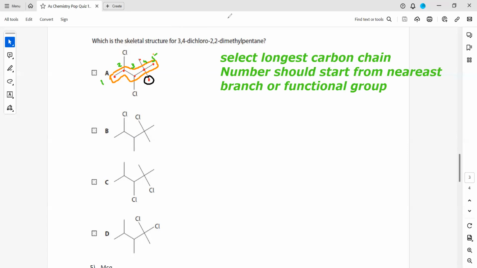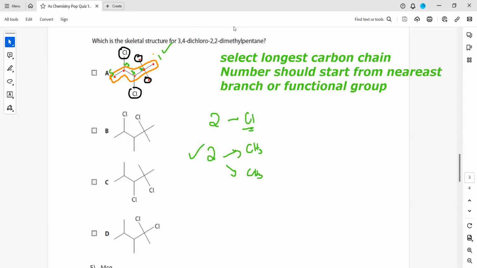But when we number from the right-hand side, if these are the branches, this will be 1, 2, 3, 4, 5. As you can see, in this case also there are branches at 2. But why do we prefer to number this way? When I number from the right-hand side, there are 2 branches at position 2. When I number from the left-hand side, there was only 1 branch, chlorine, at the second position. But from the right-hand side, at the second position I have 2 CH3 groups. So we follow the numbering that gives the maximum number of branches at the lowest position, so we number from the right-hand side.